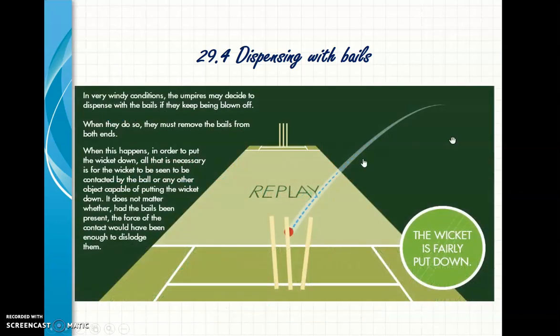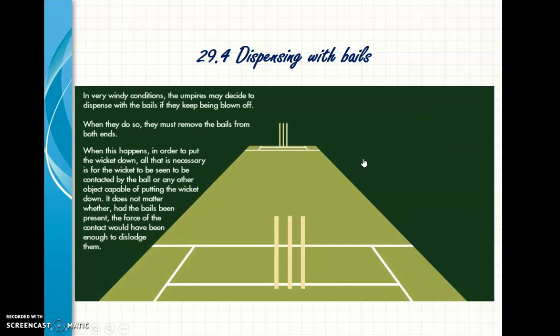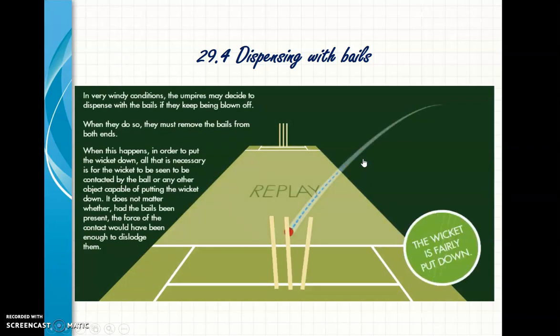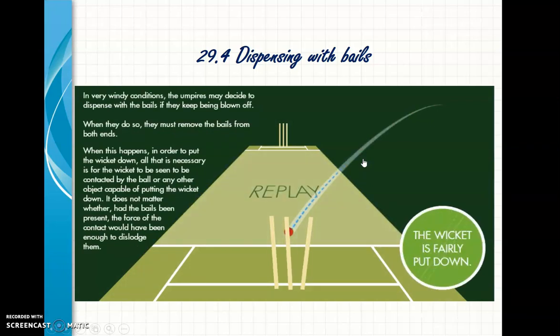To be put down. Now here, let's see, here there are no bails. So what happens is that when the throw comes, in order to put the wicket down, it is necessary for the wicket to be seen to be contacted by the ball or any other object capable of putting the wicket down. It does not matter whether, had the bails been present, the force of the contact would have been enough to dislodge them.